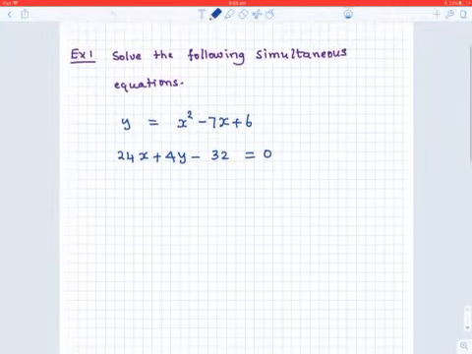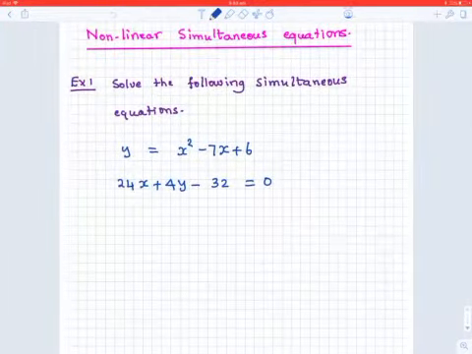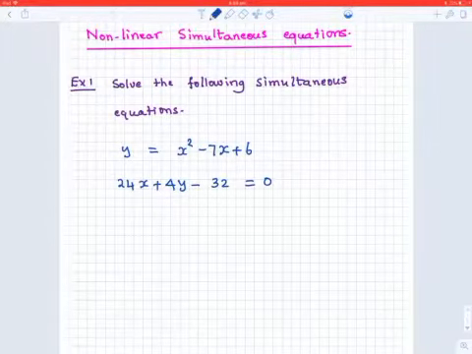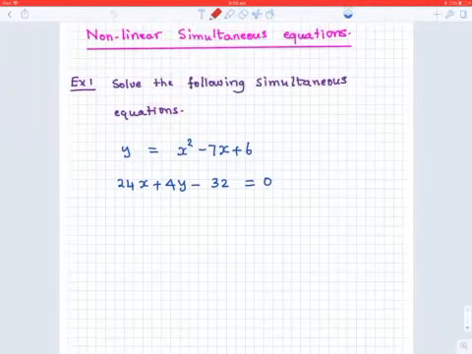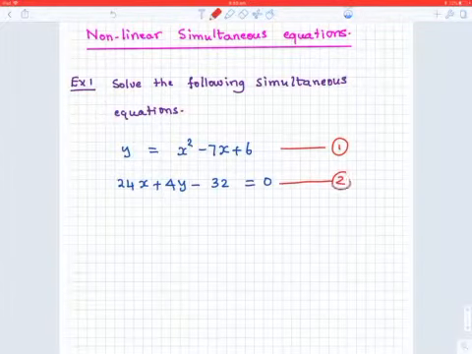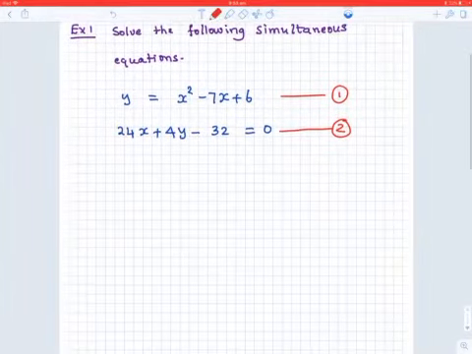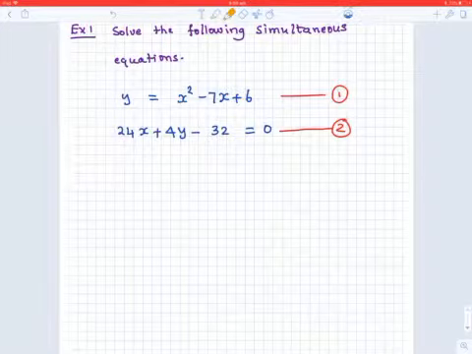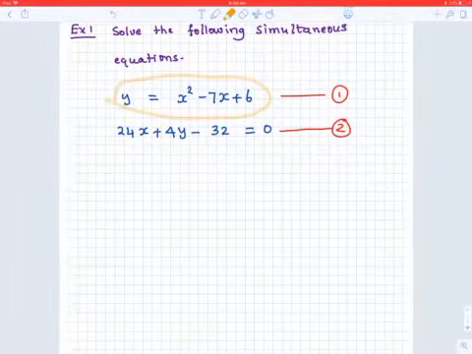Solve y equals x squared minus 7x plus 6, and the second equation is 24x plus 4y minus 32 equals 0. Now, as usual, we can use elimination or substitution, but the way it looks, the substitution method is more appropriate. It's easy as well. So I'm going to call this 1, and the second equation 2.